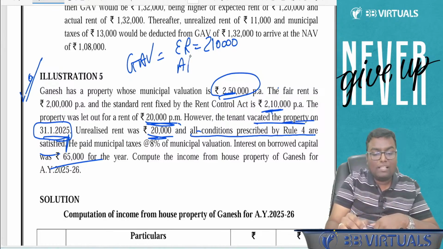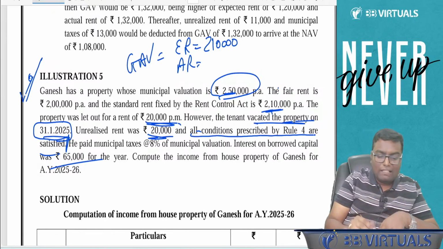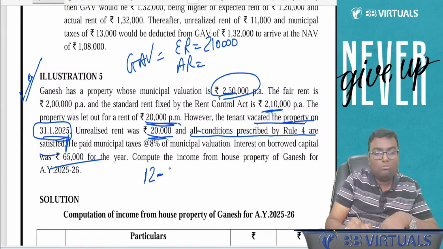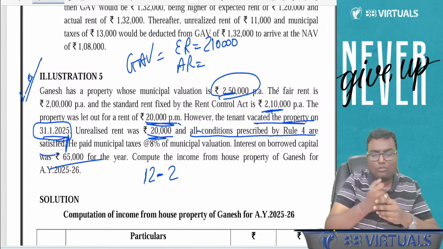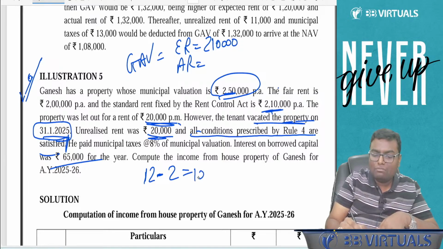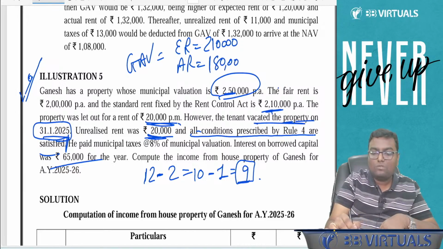Now, actual rent. How many months of actual rent are we supposed to take? Can I say 12 months? But for 2 of those months the tenant was not there. For those 2 months there is a vacancy, and that is to be excluded because accrued is only 10 months. From that 10 months, can I say 1 month unrealized rent is there? And unrealized rent is always to be reduced. So ultimately, how many months of actual rent is there? 9 months. So 20,000 into 9, actual rent is 1,80,000.